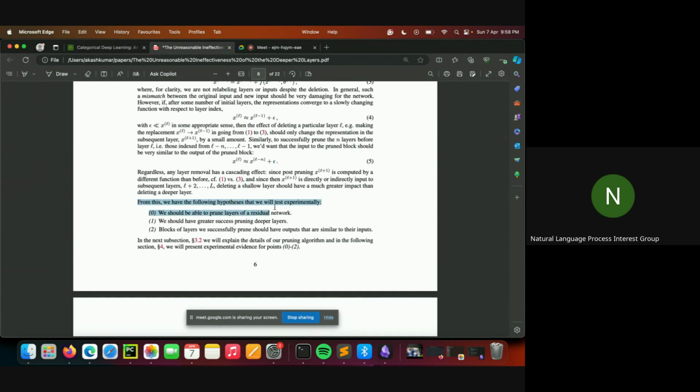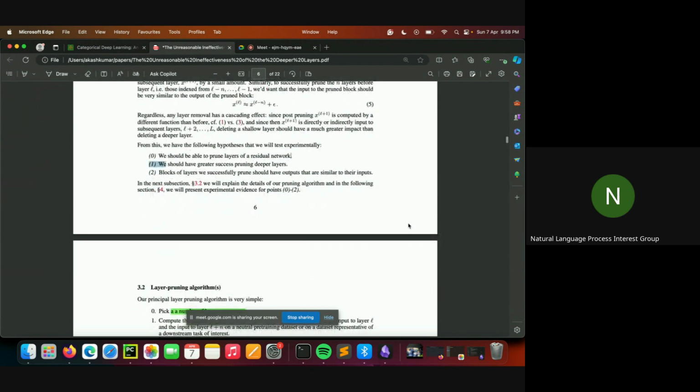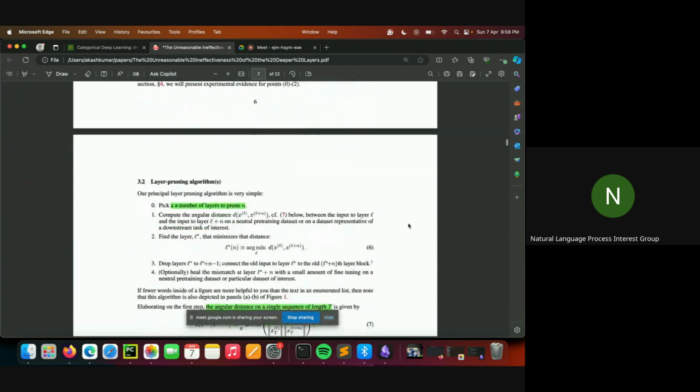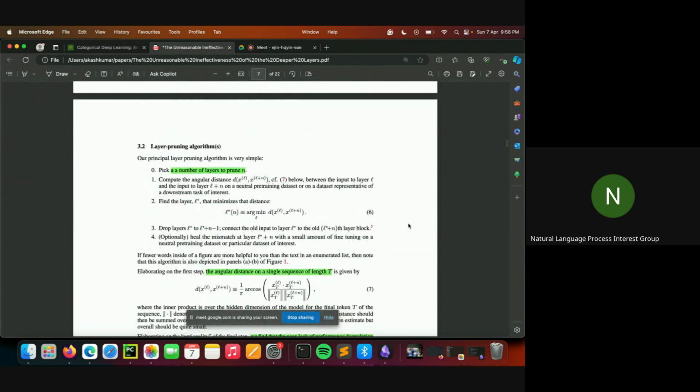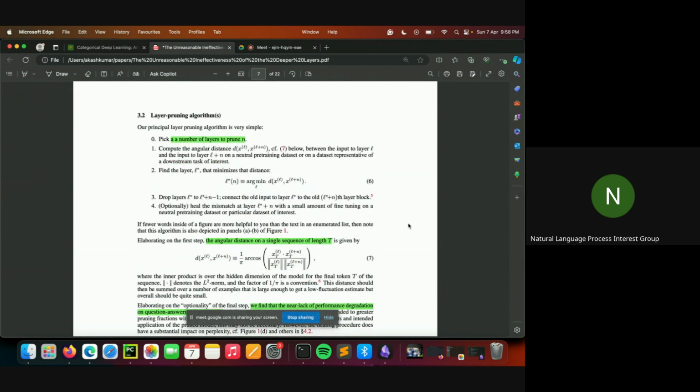From this they have the following hypothesis that they will try to test experimentally: we should be able to prune layers of a residual network, and they should be able to have great success in removing deeper layers. Good. And next we have to cover what the metric is that they are using to find similar layers.